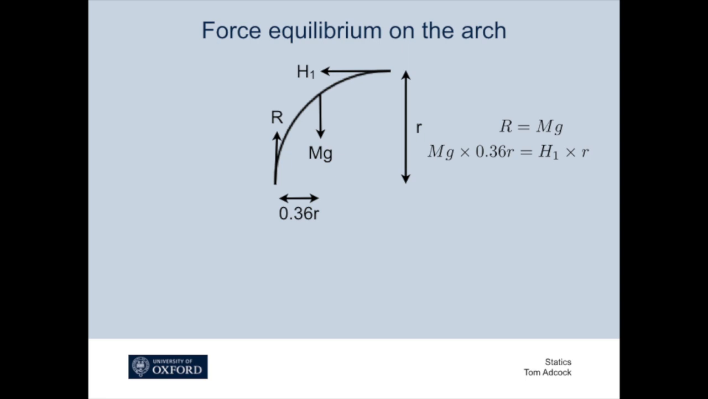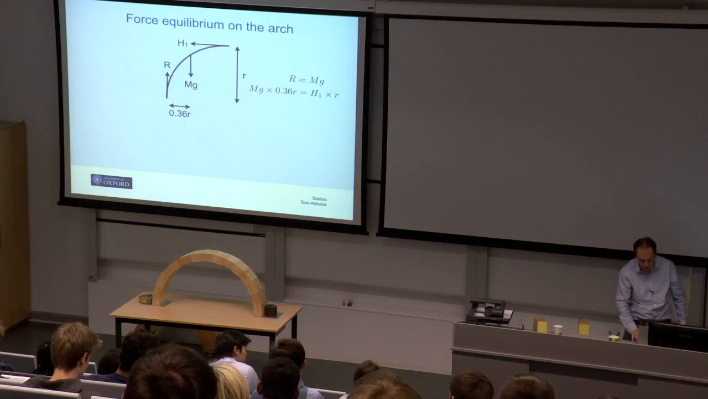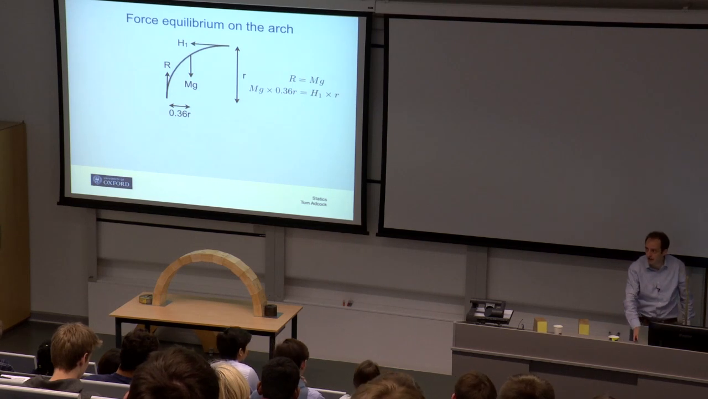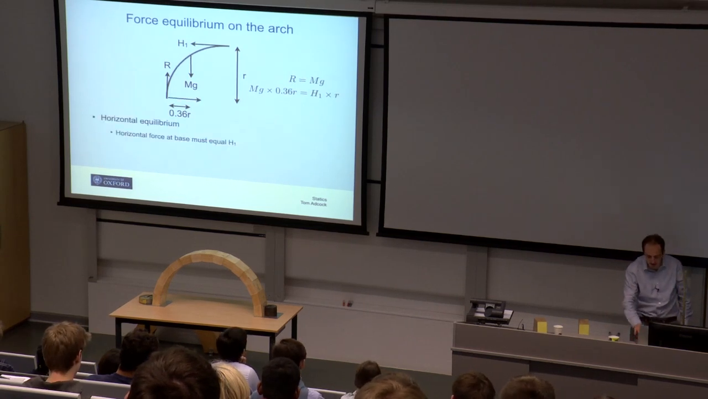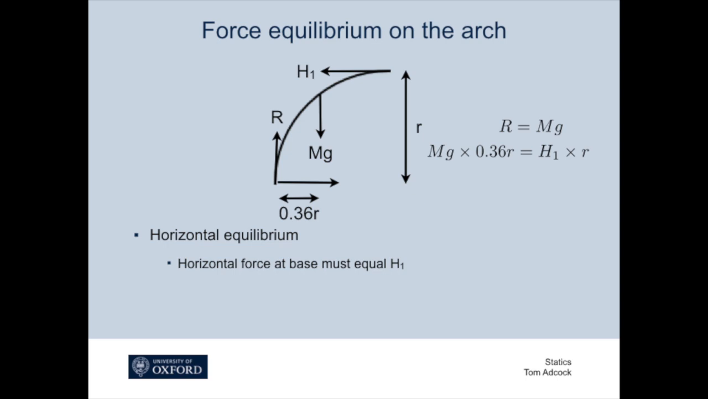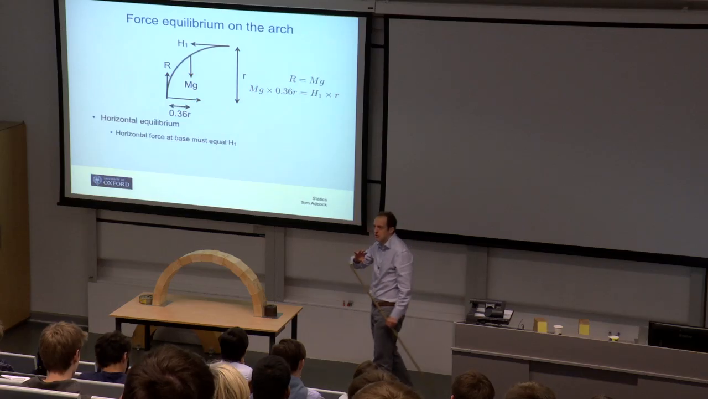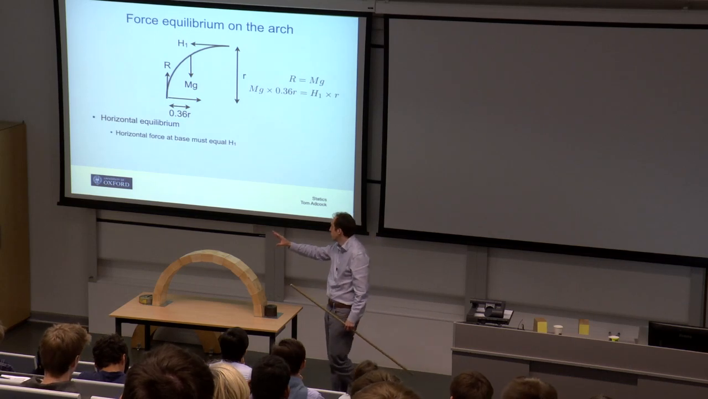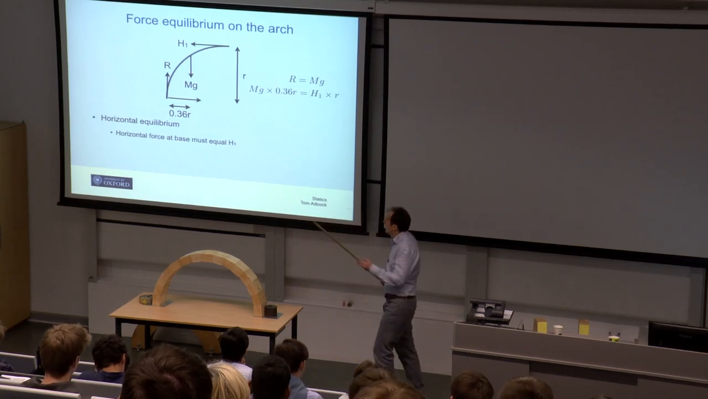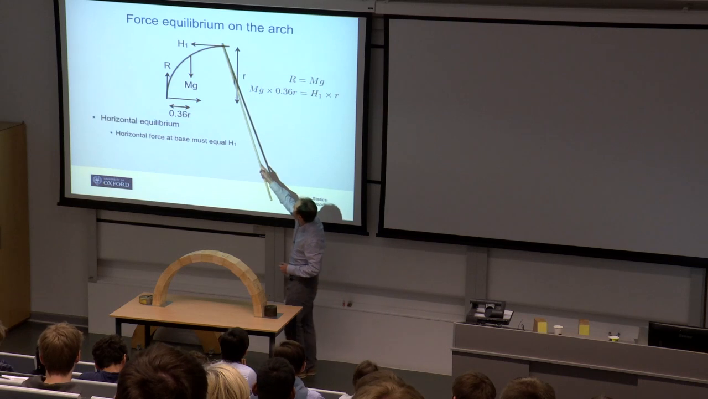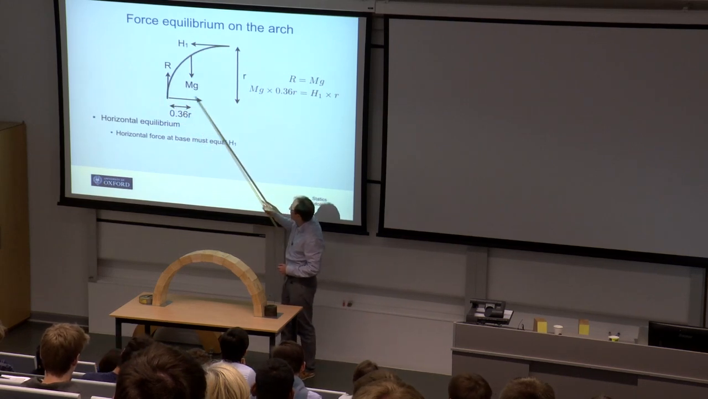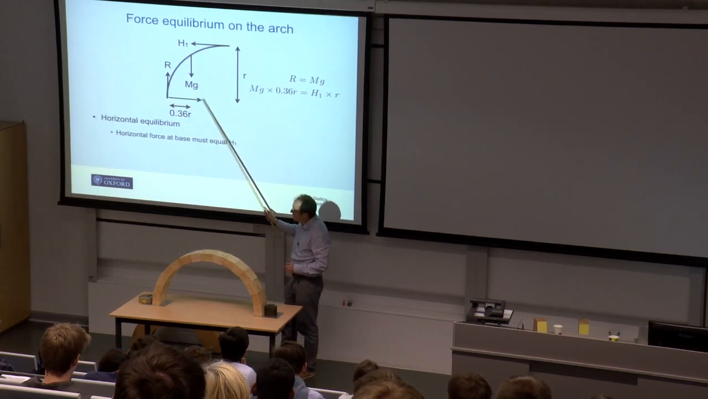But we can't close the problem yet. We're going to need one more equation. And for that, we're going to turn, as hopefully some of you are anticipating, to horizontal equilibrium. So, as well as vertically, all the forces in this structure must balance in the horizontal direction. So, this load, H1 here, must be balanced by some force at the base.